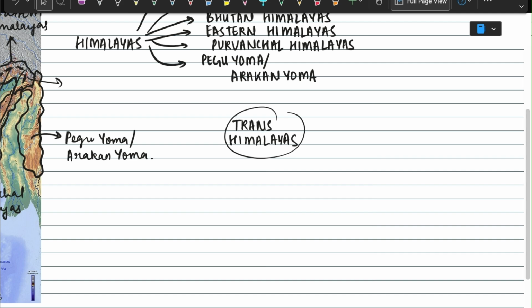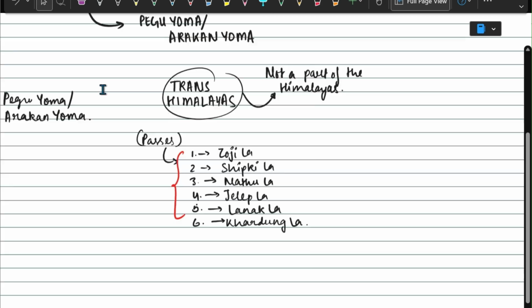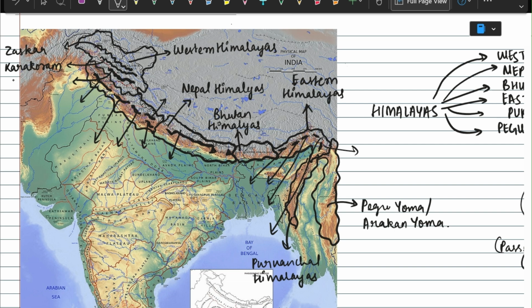Several important passes in this region connect India with Tibet, Bhutan, and China, including the Zojila, Shipkila, Nathula, Jelepla, Lanakla, and the Khardungla. These passes are strategically crucial and also historically significant for trade and movement. And to sum up this part, we will again look at it, as this was the Zaskar range, and this part was the Karakoram range, and this part at the bottom is the Ladakh range.